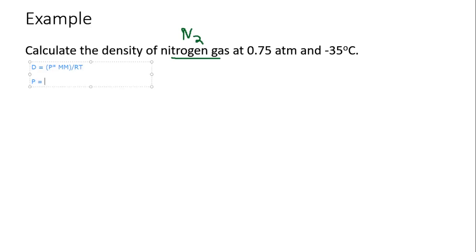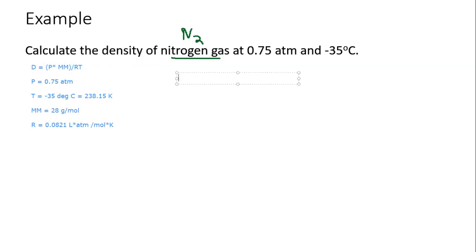The pressure's in atmospheres, that's good. Temperature, we've got to convert to Kelvin. We get 238.15. The molar mass is 28 grams per mole because it's diatomic, and R is 0.0821 liter atmosphere per mole Kelvin.